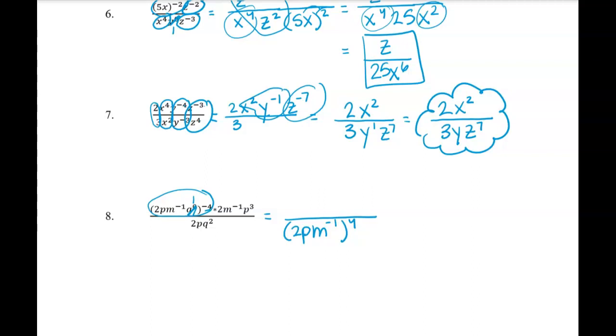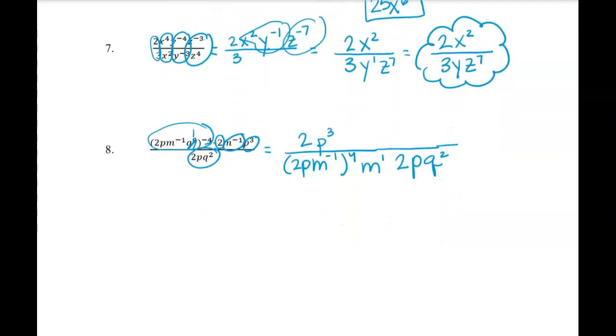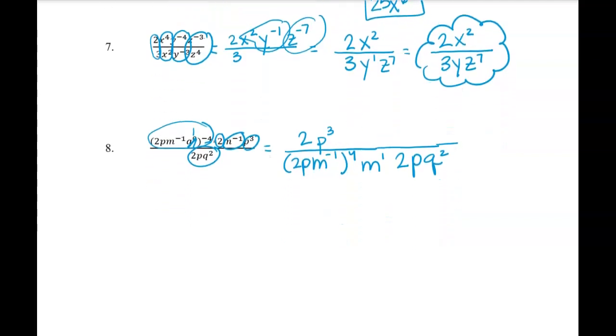The 2 will stay. The p cubed will also stay. The m to the -1st, I'll move to the bottom and make it m to the 1st. And then I'll keep the 2pq squared on the bottom. And if you're thinking like, I wouldn't have done that, I would have done something different, is that bad? Again, it's not bad at all. I might do it differently if I did it a second time, honestly. So it's no big deal.